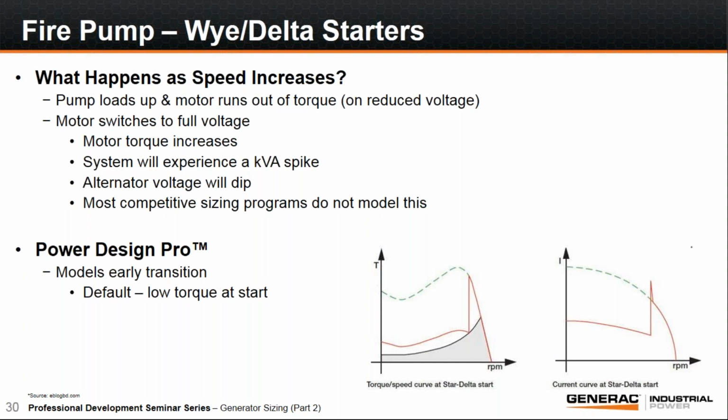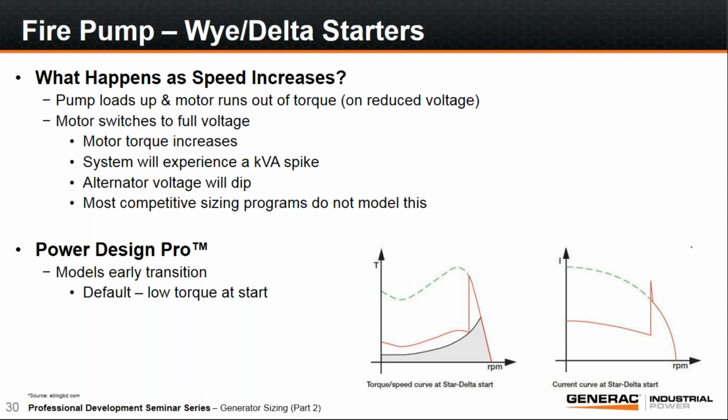So when using a Y delta starter, you normally try to set that transition time as far out as you can. So you let the motor push and push and push, 4, 5, 6 seconds, so you get as high up in speed as you can, and then transition over. And you will get a spike at that transition point. But we're trying to get as close to rated speed as we can to minimize that spike.